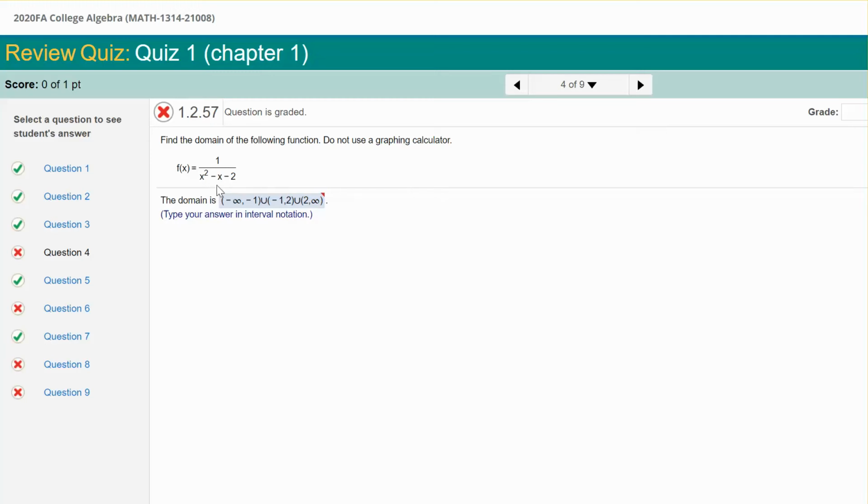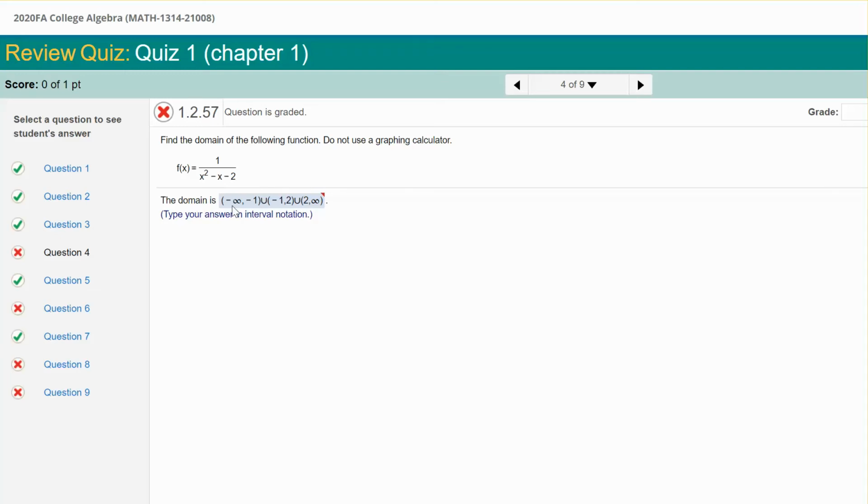So if you factor this trinomial, you end up getting x minus 2 times the quantity x plus 1. Let me write that down. X minus 2 times x plus 1. So if x minus 2 is a factor, that means x can't be 2. And if x plus 1 is a factor, that means x cannot be negative 1. And so that's what our domain here is.